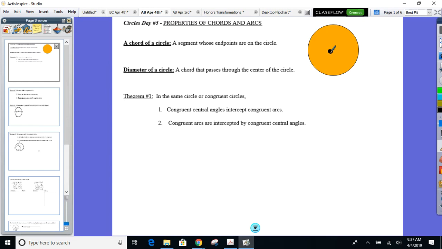I want to make sure you know what those are, because you're going to learn some facts about them today. A chord and a diameter. Please draw one in.